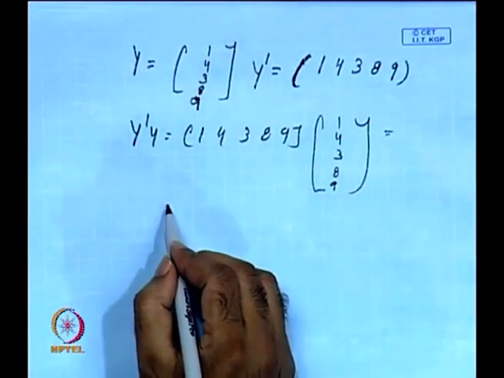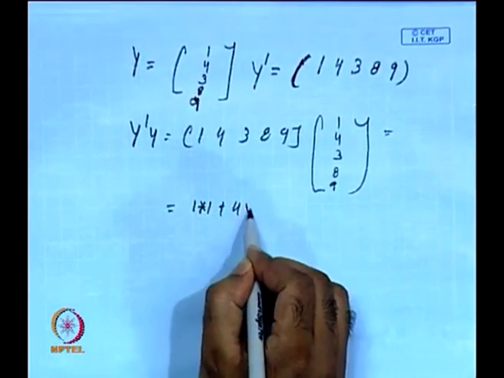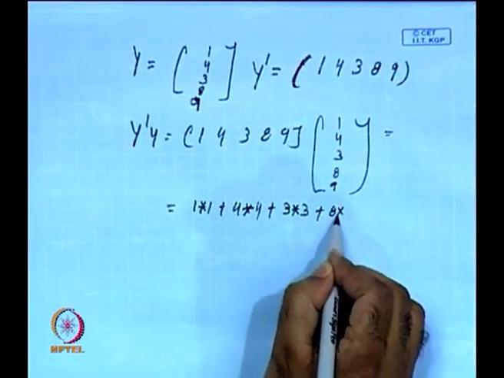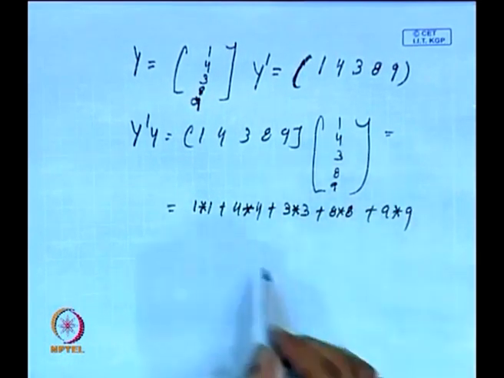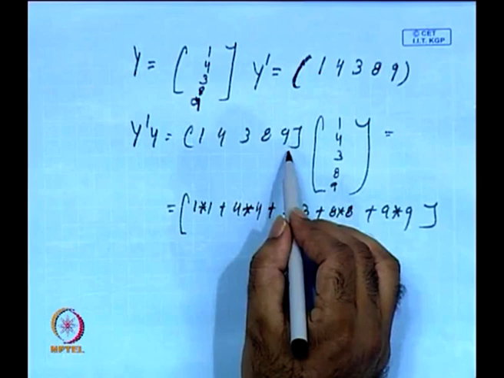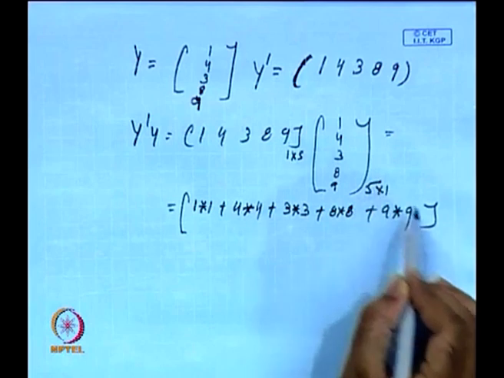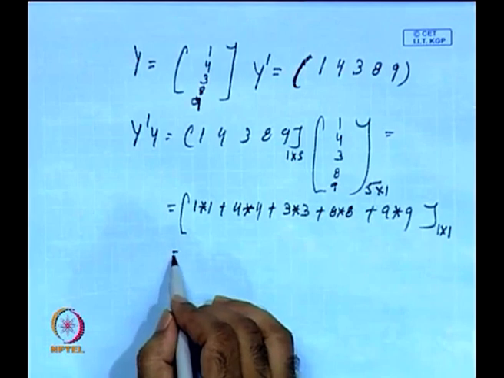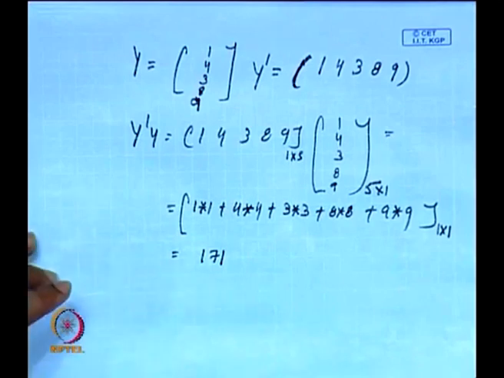So now this will be equal to 1 into 1 plus 4 into 4 plus 3 into 3 plus 8 into 8 plus 9 into 9. This is 1 into 5, and this is 5 into 1, so the matrix order we receive is 1 cross 1 only. So if we simplify, it is nothing but 171. So that means summation y square equal to 171.